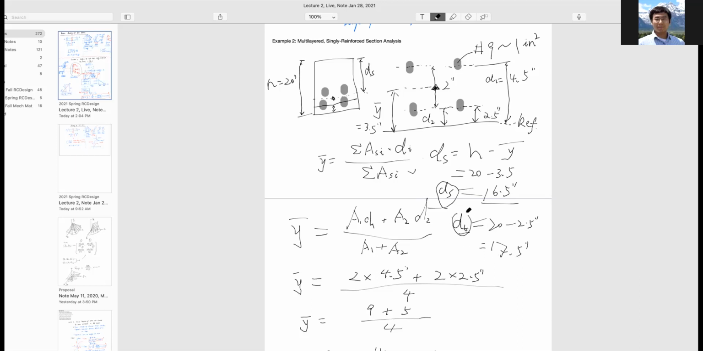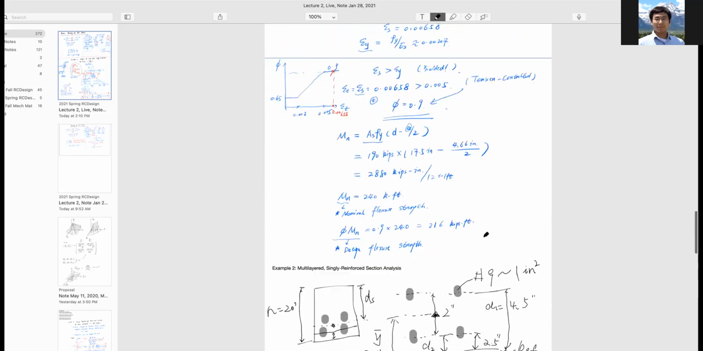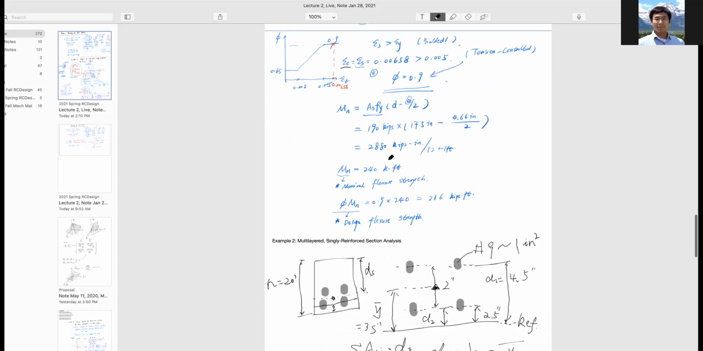So what I'm trying to say is that the difference between multi-layer reinforced section and single layer reinforced section is that in single layer, ds equal to dt. In multi-layer, they're not. So when you check for strength reduction factor phi, remember phi, you are going to use epsilon t. So they do not equal epsilon s anymore. So don't do that, okay? For multi-layer reinforcement, that is the sole difference, okay? That is the sole difference.